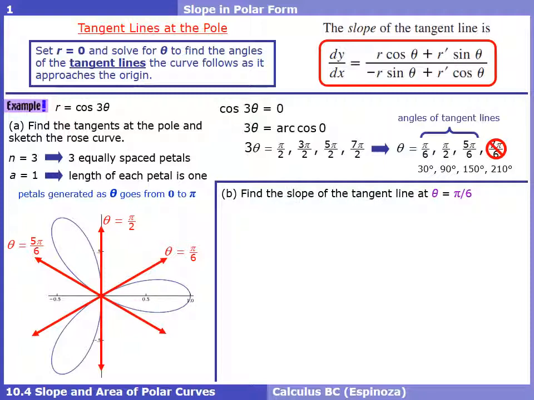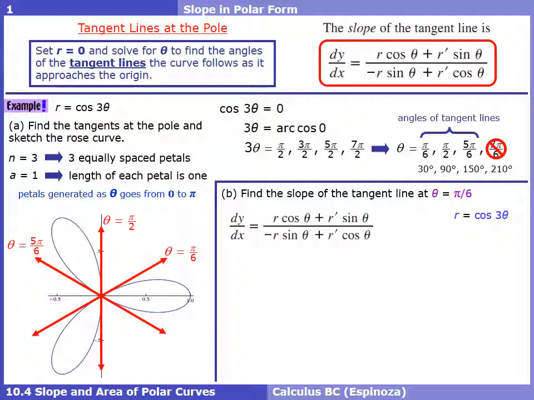The next part of this, to illustrate using our slope formula from above, is we also want to find the slope of the tangent line at theta equals pi over 6. Because of that, we're not looking for tangent lines at the pole, we're looking for the slope of a tangent line at theta pi over 6. So because of that, we're just going to use this really big formula here, and it's really just a matter of plugging in. The only thing we need to do here in terms of extra work so we can plug in is to find r prime.